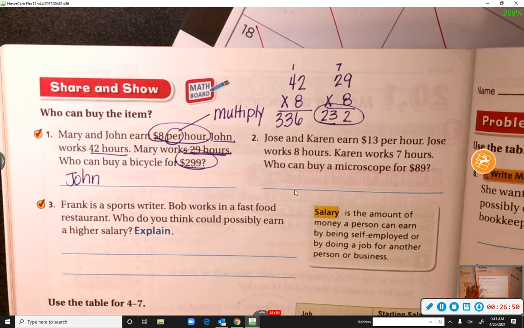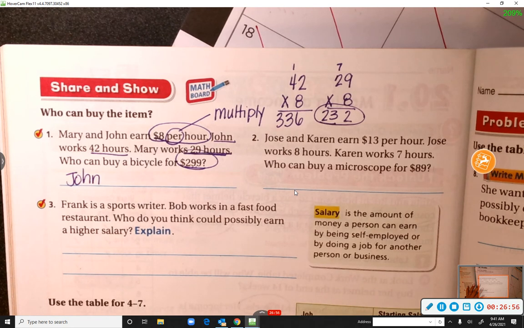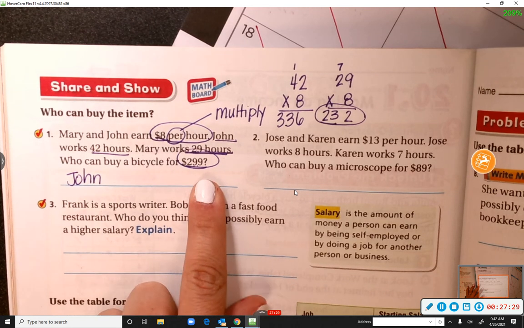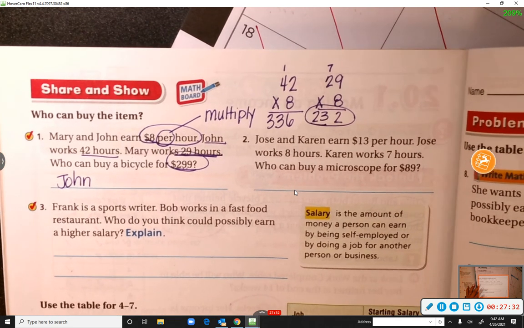Any questions on that? So you're multiplying the money times the hours you work. That's how you get your income. Yes, ma'am. You can tell automatically that John was going to win because 42 is bigger than 29, and automatically he would get more than $299. Well, we can't say automatically because both of them could have enough, or neither one of them. We don't know. That's why we have to always multiply to check. Just because he had more hours doesn't mean he would have enough to buy the bicycle. In this case, it did work out, but don't always assume that.